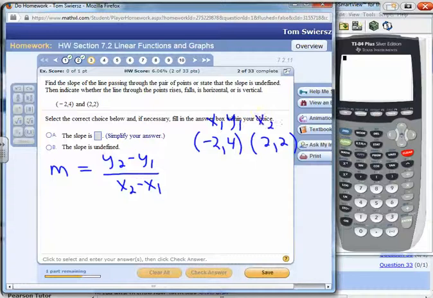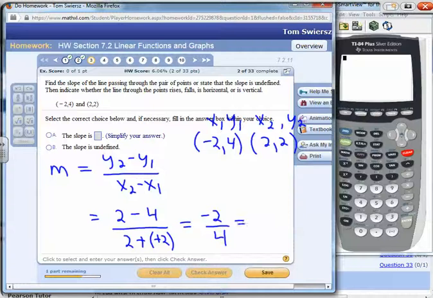This is my x2, y2. So substituting into the formula, y2 is 2, subtract y1, which is 4, over x2, which is 2, subtract x1, which is a negative 2. Now be careful, use your calculator if you have to. 2 minus 4 is 2 plus a negative 4, which is a negative 2. 2 minus a negative 2 is 2 plus a positive 2, which is 4.